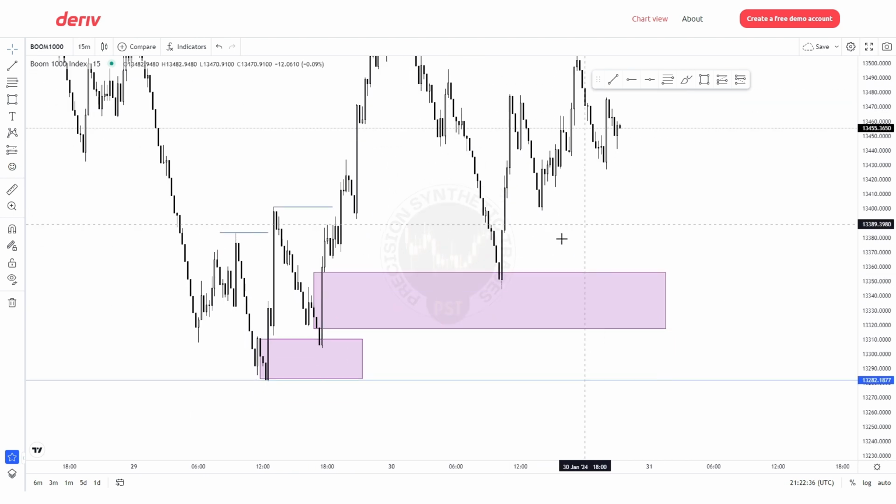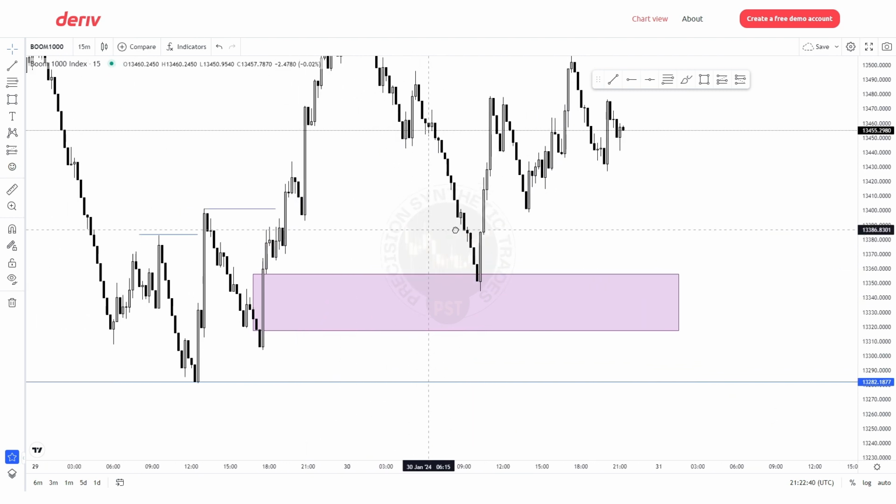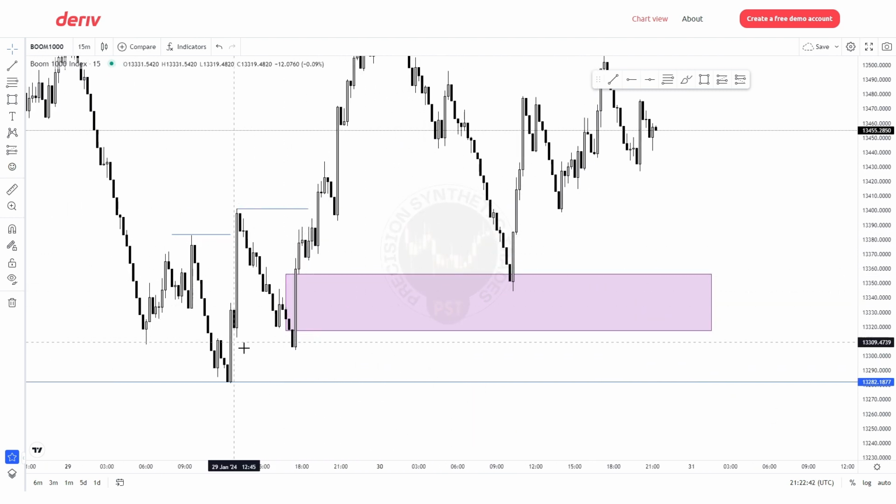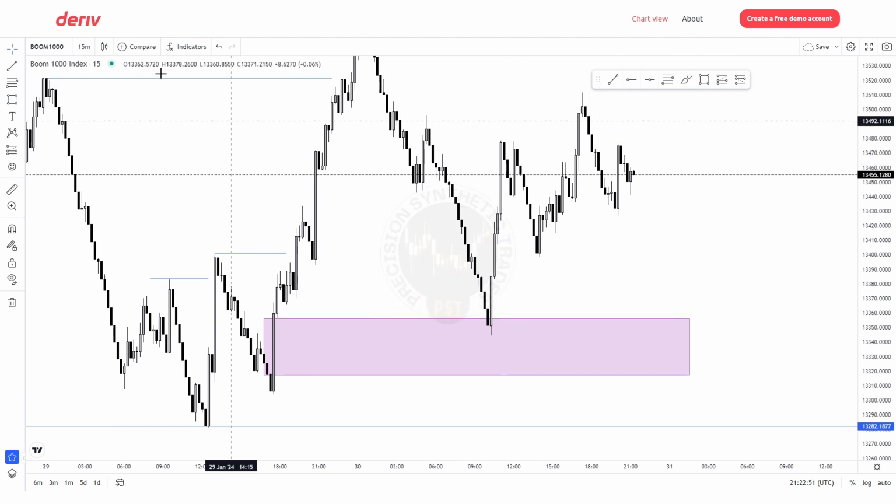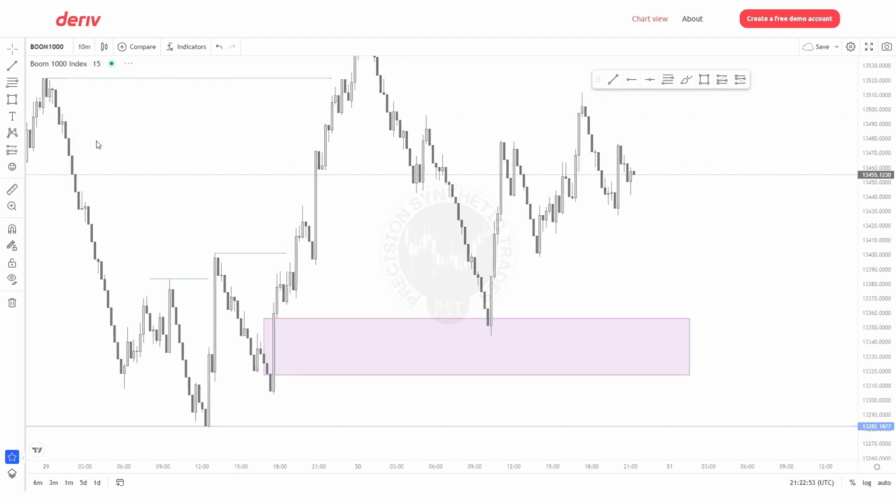Coming back, we have this fair value gap here. Remember, price reacted from this fair value gap. Alright, liquidity was taken there. Small liquidity before price made a big move. Now let's go to the lower time frame. Let's go to the 10 minutes.